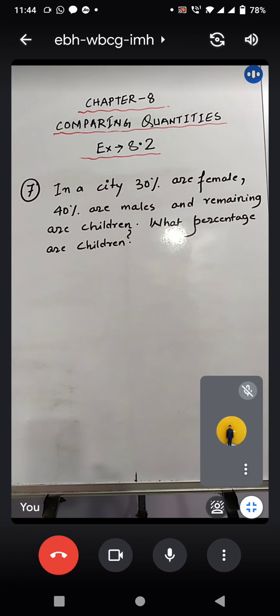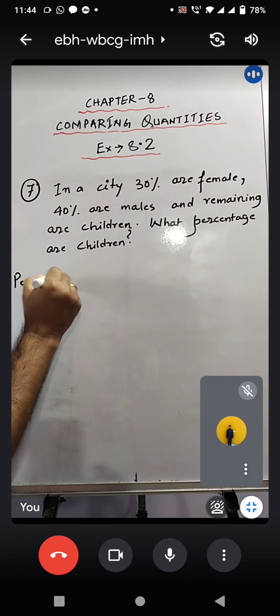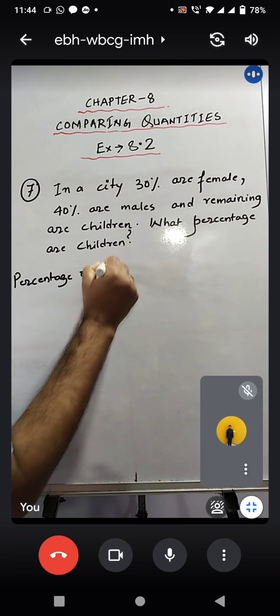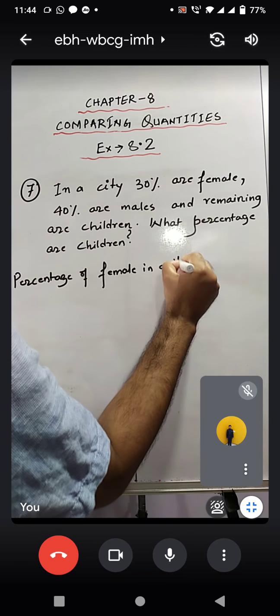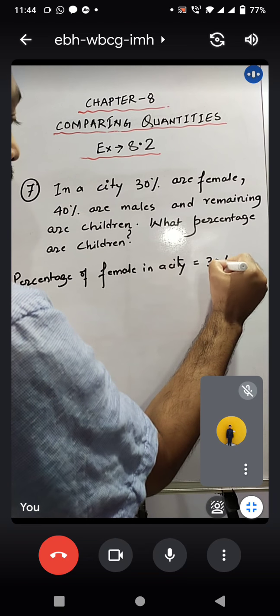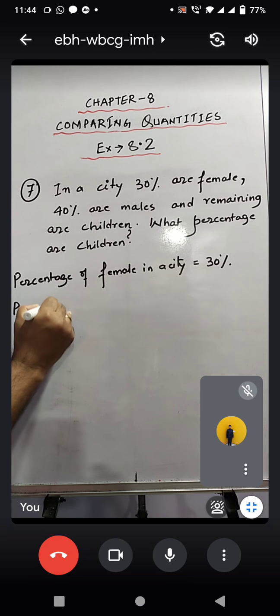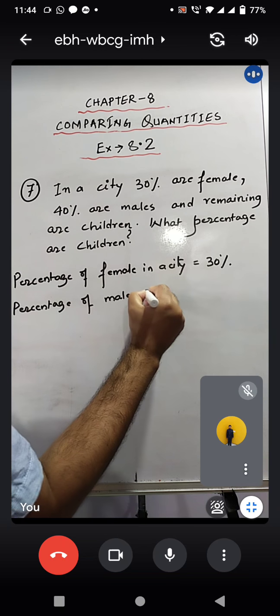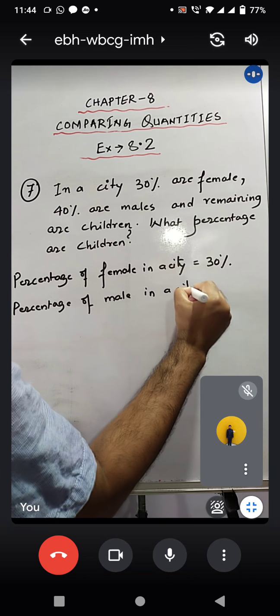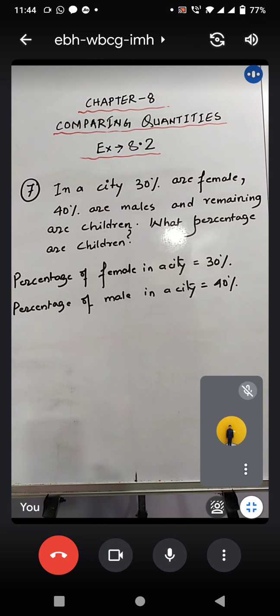The first statement that we are going to write is the percentage of female in a city is 30%. The next statement we will write is the percentage of male in a city, that would be 40%.